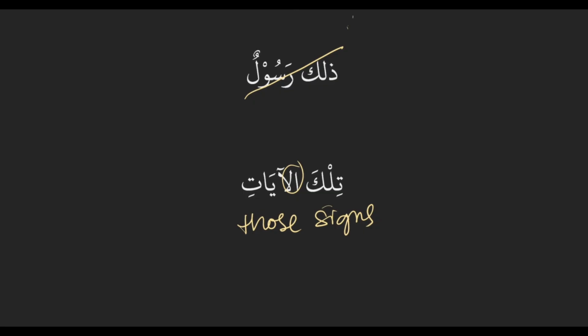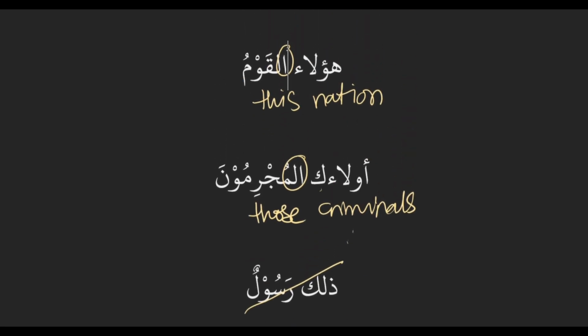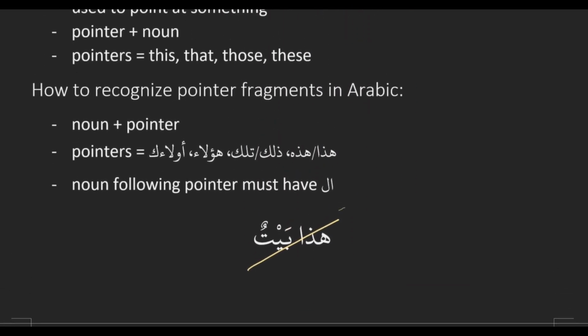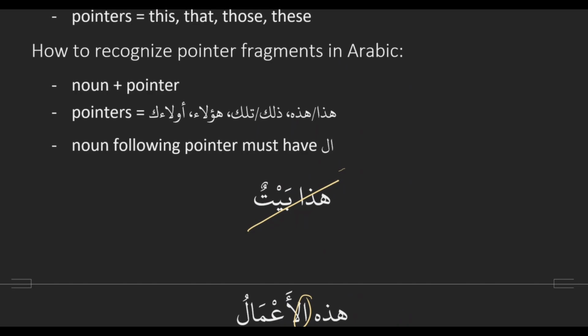So a pointer fragment is made up of a pointer word and a noun that has alif lam on it, and if it meets those two conditions, it's a pointer fragment. How are you going to translate? This thing, that thing. You translate your pointer and then your noun, and you just translate according to what's natural. Okay. And so if you have your pointers memorized, this is very easy peasy. You should be able to recognize it really easily. Are we clear? Yes.